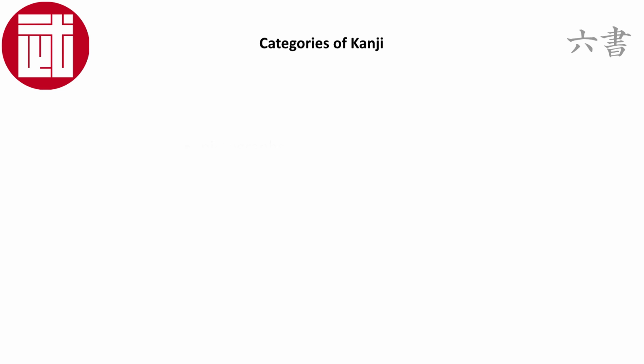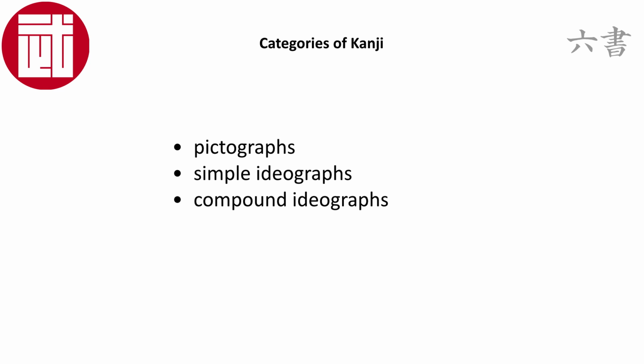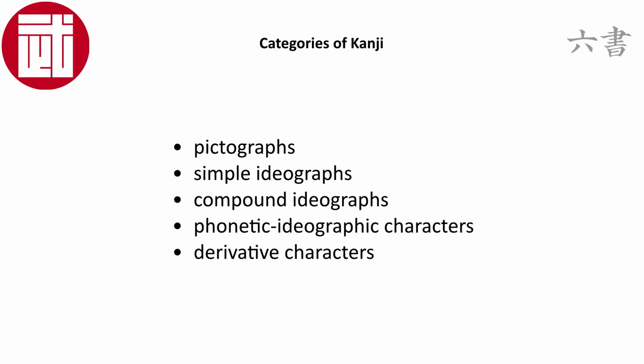There are 6 different categories into which kanji can be broken down. Pictographs, simple ideographs, compound ideographs, phonetic ideographic characters, derivative characters, and phonetic loan characters. First, let's look at pictographs. Pictographs are basically stylized renditions of actual things.